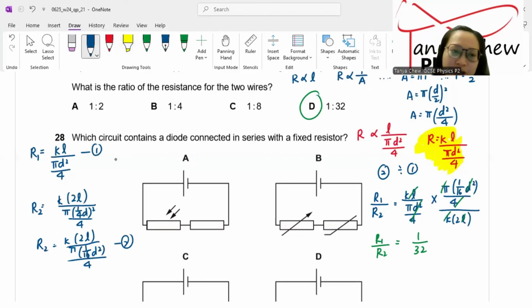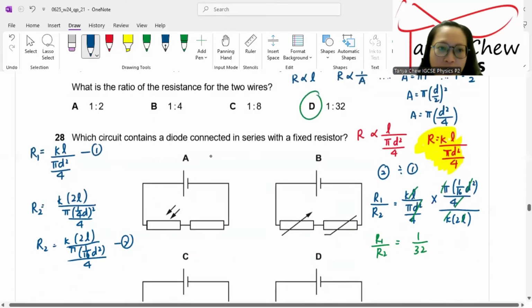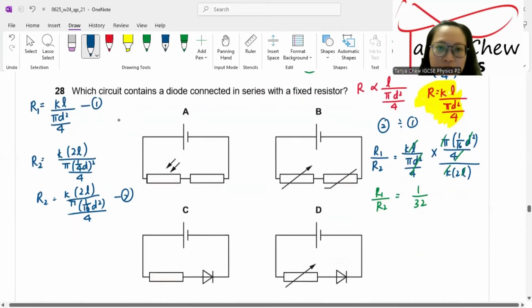Now, question number 28. If you have any hesitation or whatsoever regarding this question, do not hesitate to ask. You could take your time to pause the video to see how I solve it. Now, question number 28. Which circuit contains a diode connected in series with a fixed resistor?